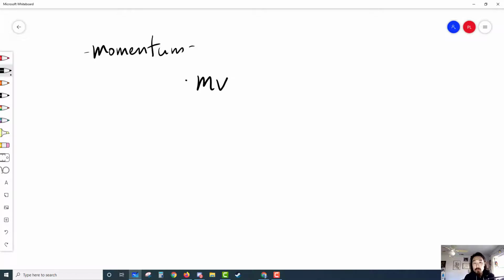Now the variable for momentum, it would make sense that it was an m, right? Because m for momentum, but we already have m for mass. And so instead what we use is the letter p, because that makes so much sense. P for momentum. All right, now you might be thinking to yourself, well, why is the variable for momentum p?